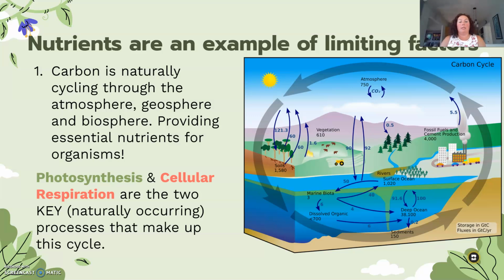The cycle of photosynthesis and cellular respiration are the two key naturally occurring processes that make up the carbon cycle. Photosynthesis cycles carbon from the atmosphere and attaches it into plants, and then plants utilize that carbon dioxide to create their own sugars. When animals eat those plants, cellular respiration happens, and the animals use the carbon that they've taken from the plants to make their own macromolecules like proteins and sugars and fats and things like that.